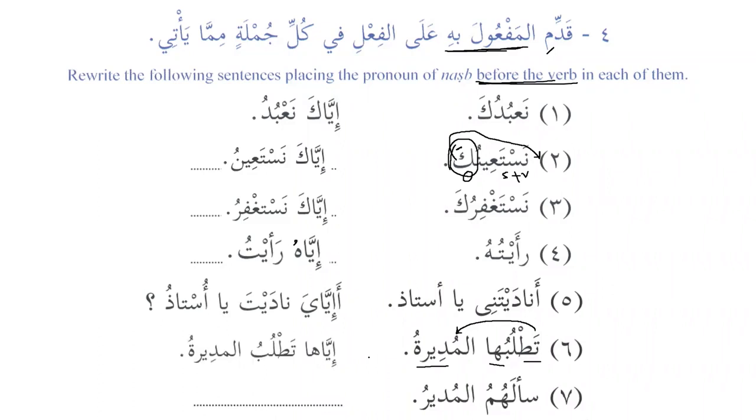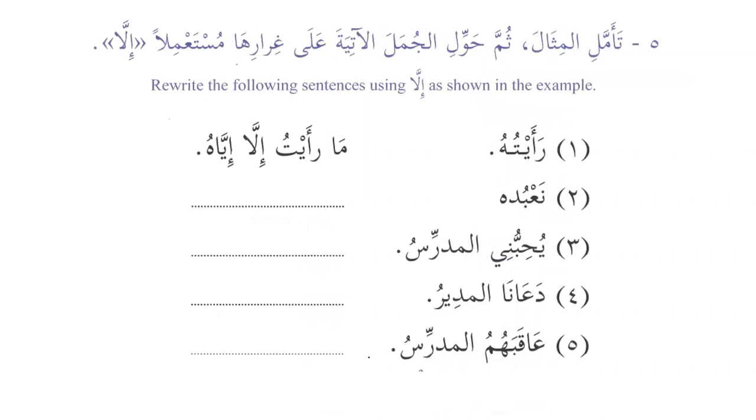Perfect. Then we have sa'alahum al mudiru. And when we connect hum with al, we will say sa'alahumul mudiru. The manager asked them. And we want to say that the manager asked only them. Iyahum sa'alal mudiru. Excellent. Very good.